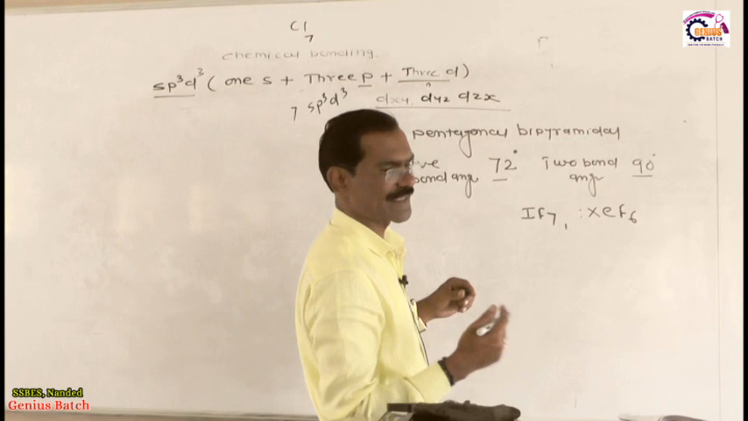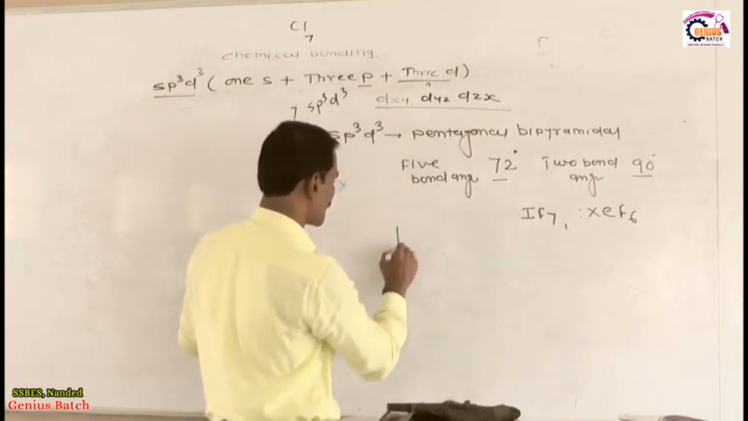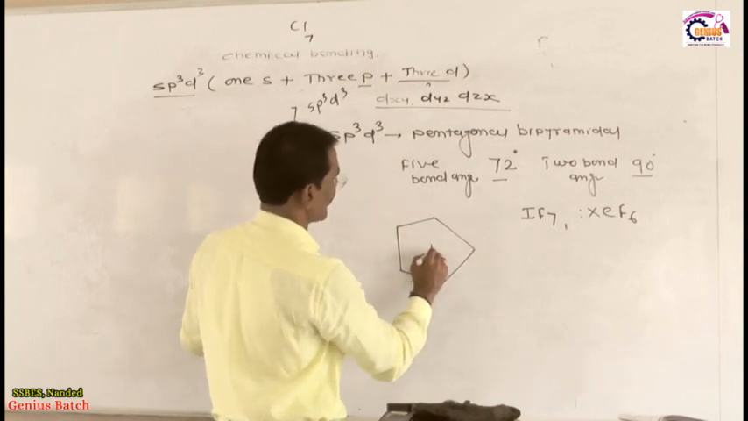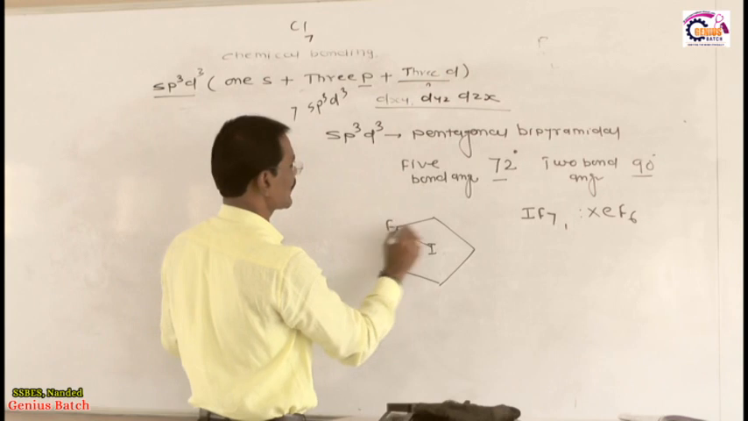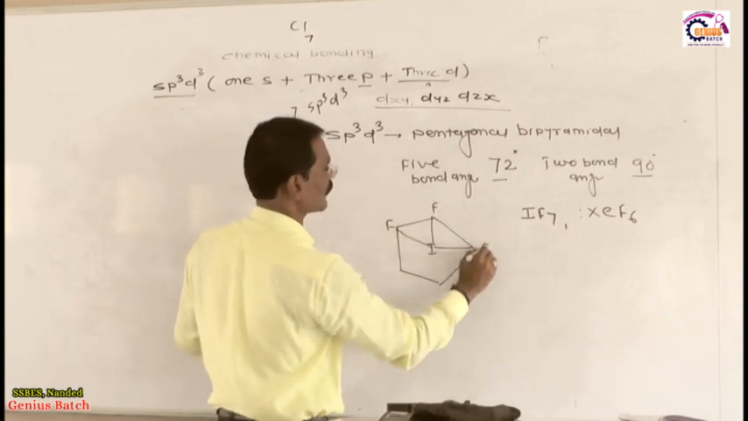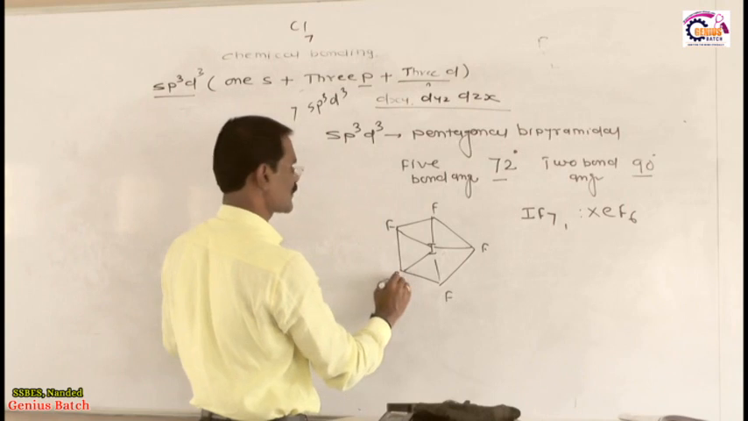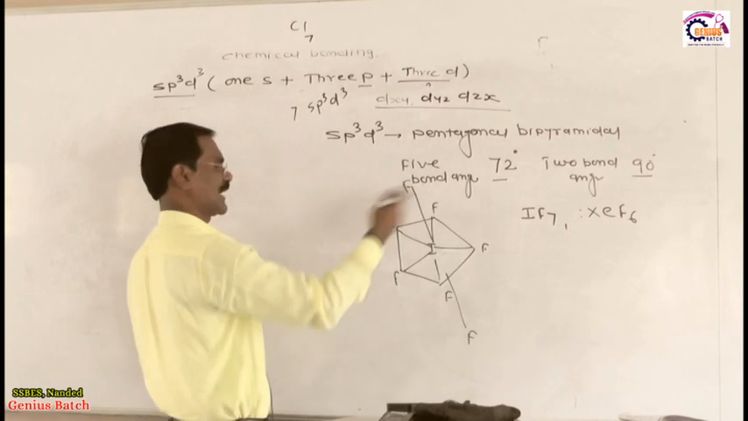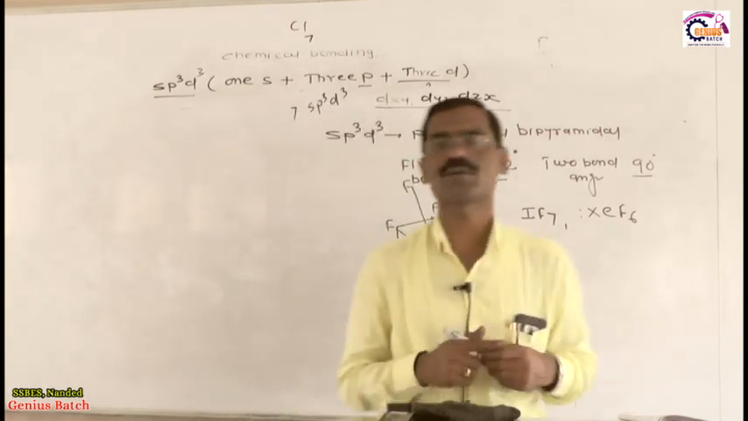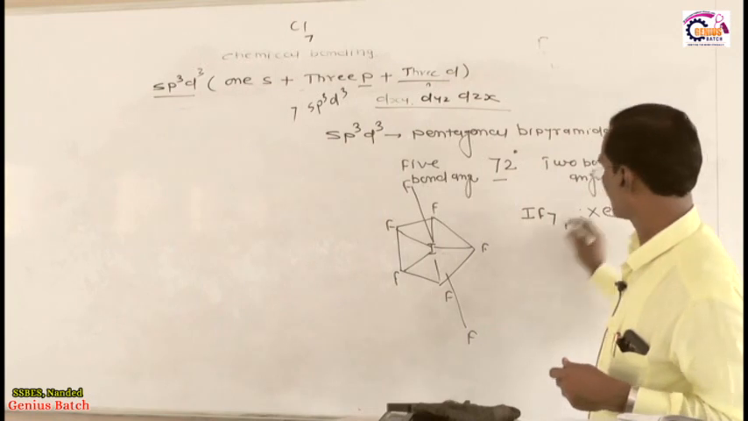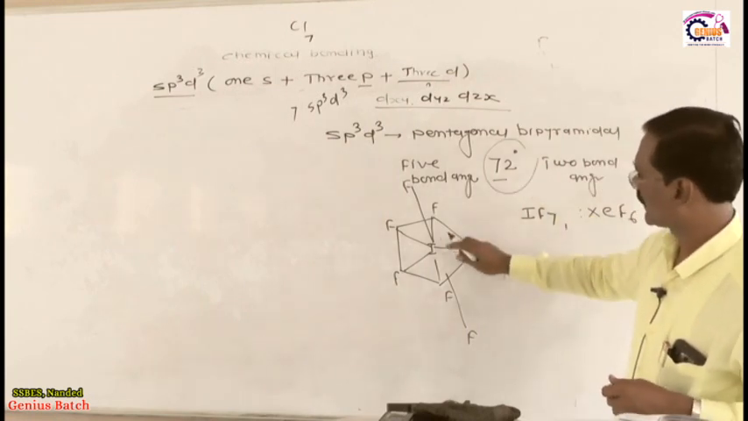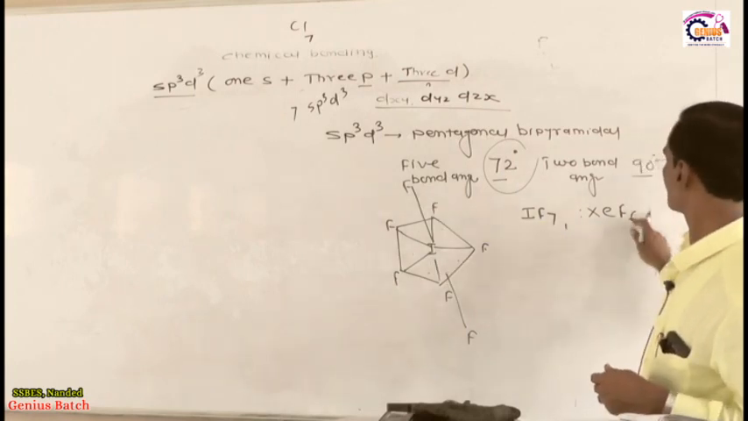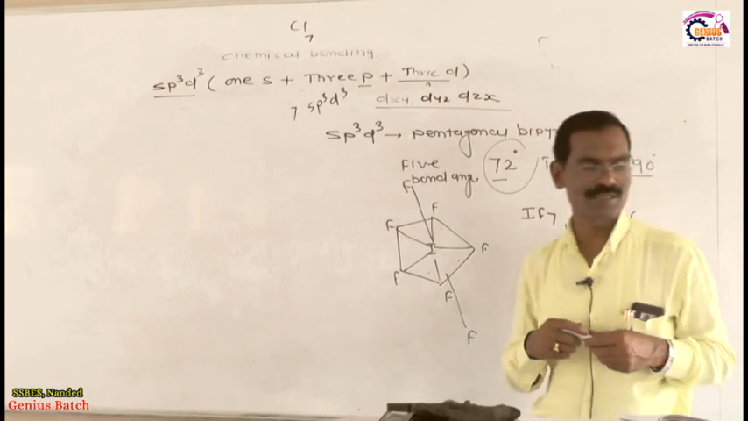pair. So what is the pentagonal bipyramidal geometry, dear student? This is the pentagon. The central atom is iodine. Here one fluorine, here another fluorine, here the next fluorine, and so on, forming the pentagon, and finally the two axial fluorines are the bipyramidal part. This is called pentagonal bipyramidal. The pentagon bond angle is 72 degrees: the 5 bond angles, 1 2 3 4 and 5, are 72 degrees, and the 2 bond angles are 90 degrees. The best examples are IF7 and XeF6.